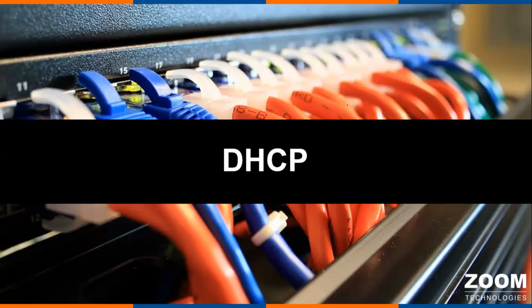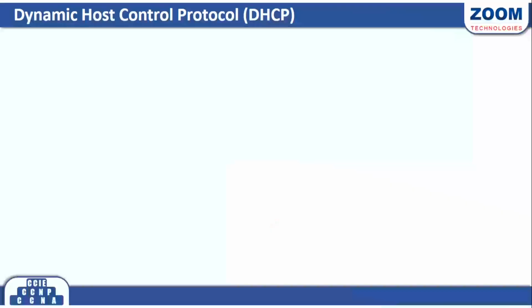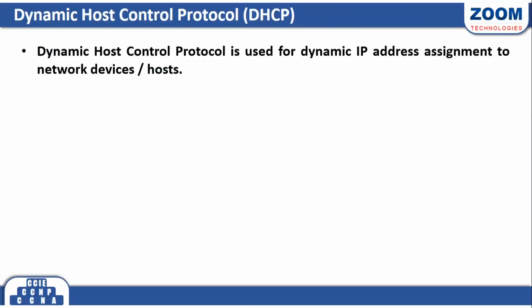Then how are we getting them? We're getting them from DHCP. That DHCP is configured in your Wi-Fi router. It's pre-configured in your Wi-Fi router because you're connecting to the Wi-Fi router, right? So once your authentication is done, your Wi-Fi router will automatically allocate one IP address to your device. So Dynamic Host Configuration Protocol is used for dynamic IP address assignment to networking devices.